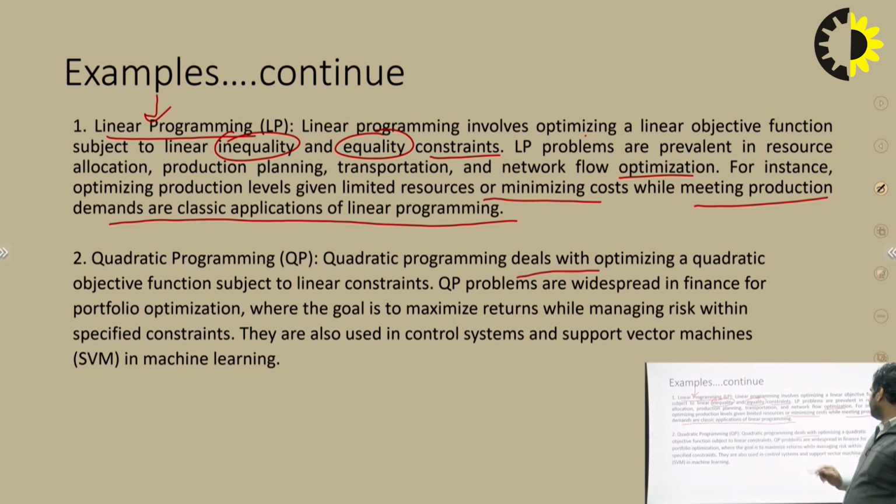It deals with optimizing a quadratic objective function subject to linear constraints. Quadratic programming problems are widespread in finance for portfolio optimization, where the goal is to maximize return while managing risk within specified constraints. They are also used in control systems and support vector machines in machine learning.